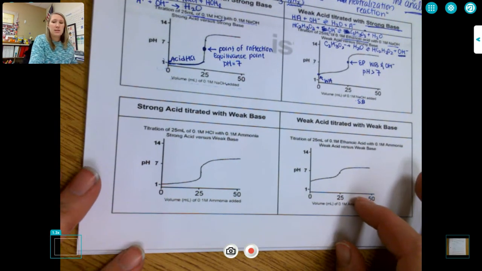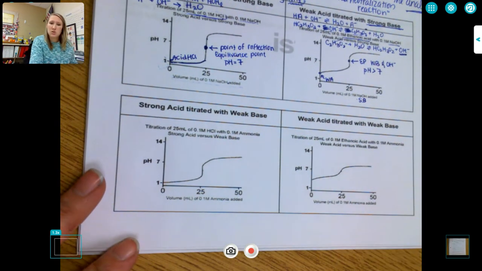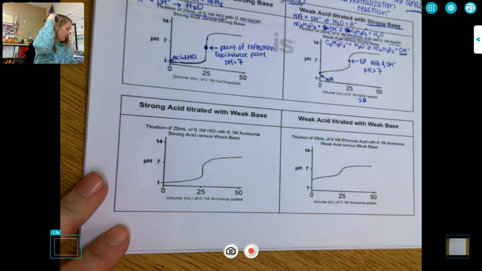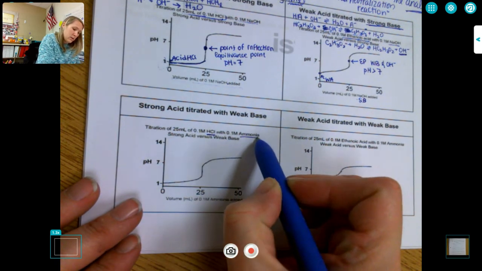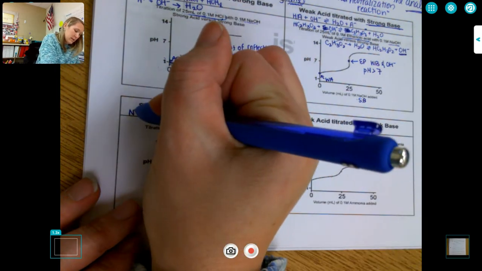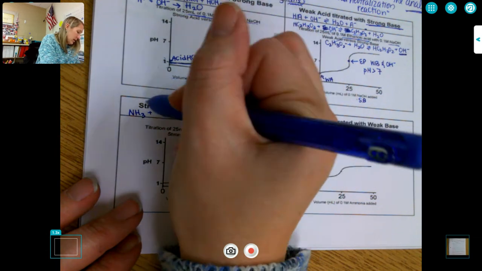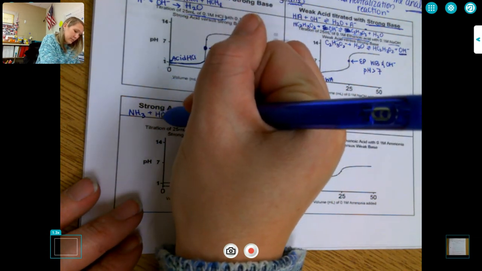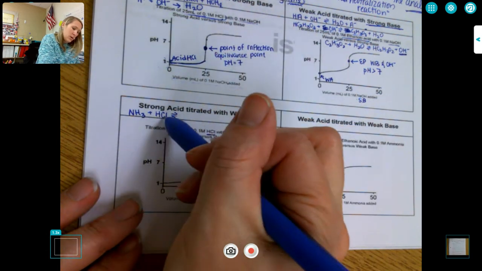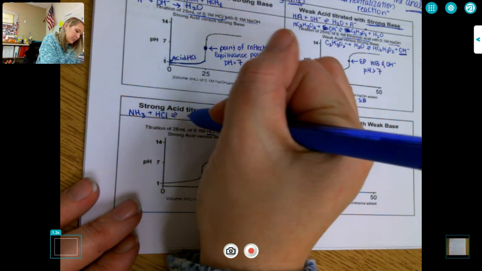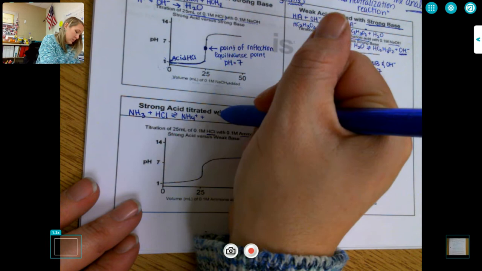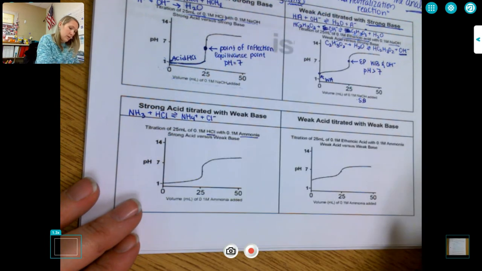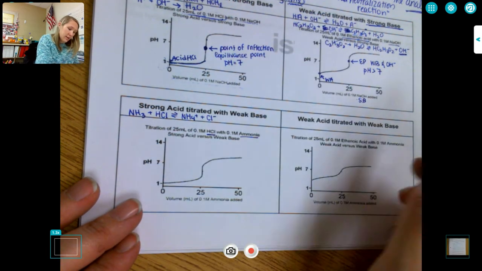Similarly, with a strong acid and a weak base, we're going to end up with hydrogen ions present, and the pH at the equivalence point is going to be less than 7. So if we take a look here, we have HCl with ammonia. So ammonia is NH3 reacting with HCl. Ammonia is going to grab onto that hydrogen ion, so we're going to have NH4 plus, and then we're going to have Cl minus. Okay, so those are reacting together.